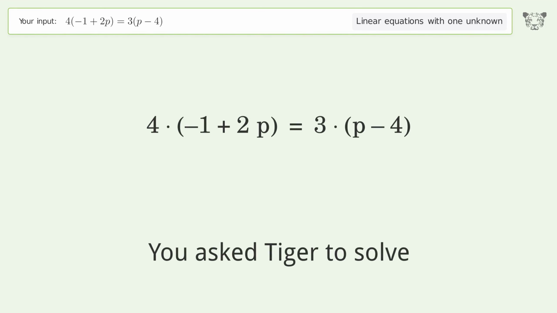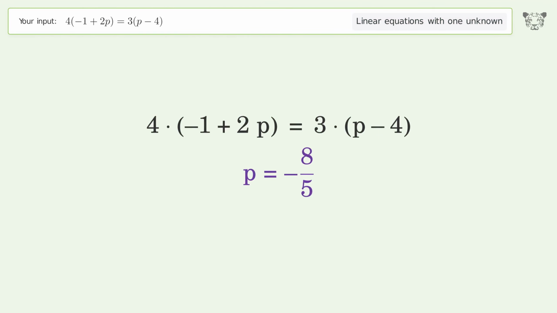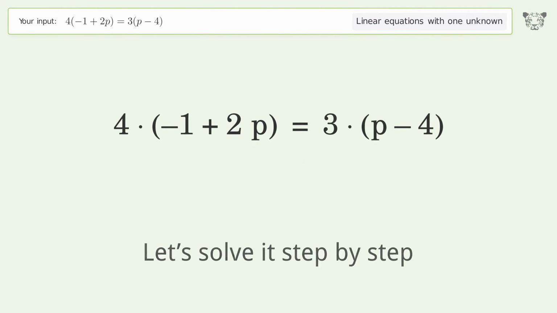You ask Tiger to solve. This deals with linear equations with one unknown. The final result is p equals -8/5. Let's solve it step by step.